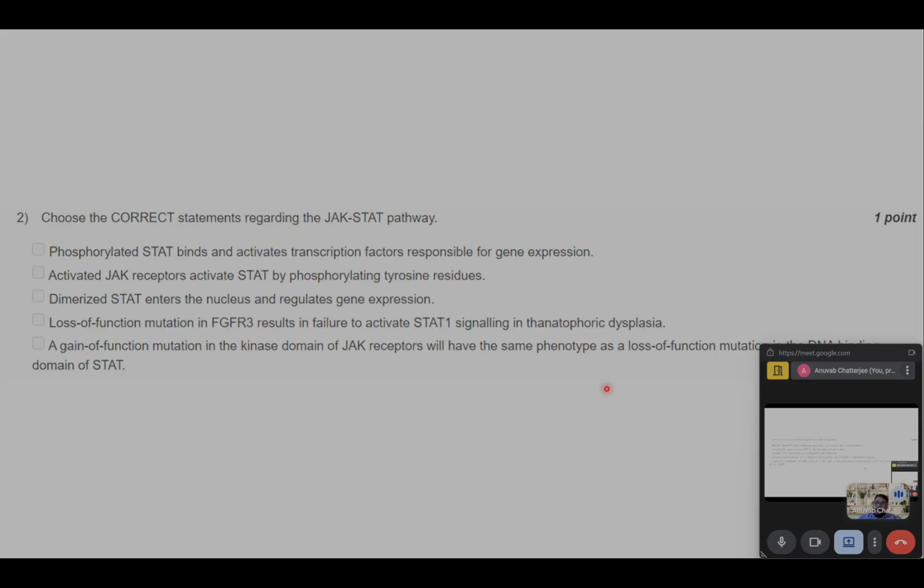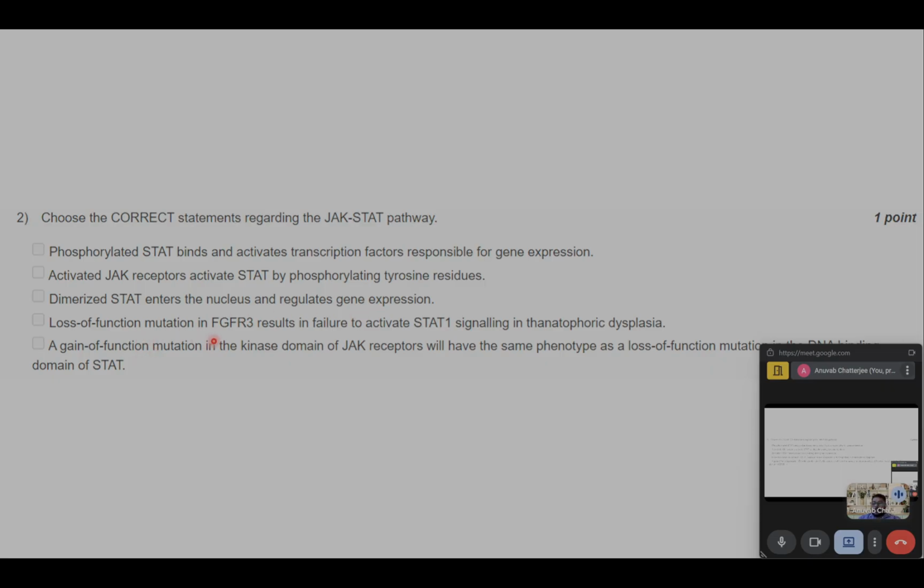Going forward, we are talking about a different pathway known as the JAK-STAT pathway. In this pathway, phosphorylated STAT binds and activates transcription factors responsible for gene expression. Activated JAK receptors activate STAT by phosphorylating tyrosine residues. Dimerized STAT enters the nucleus and regulates gene expression.